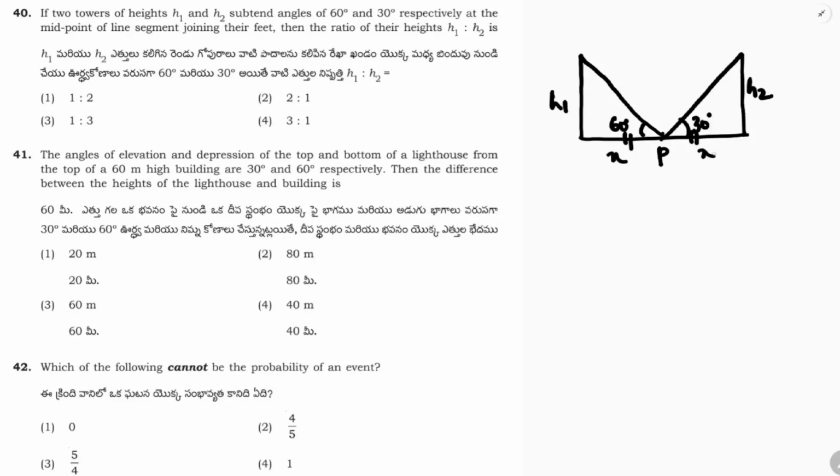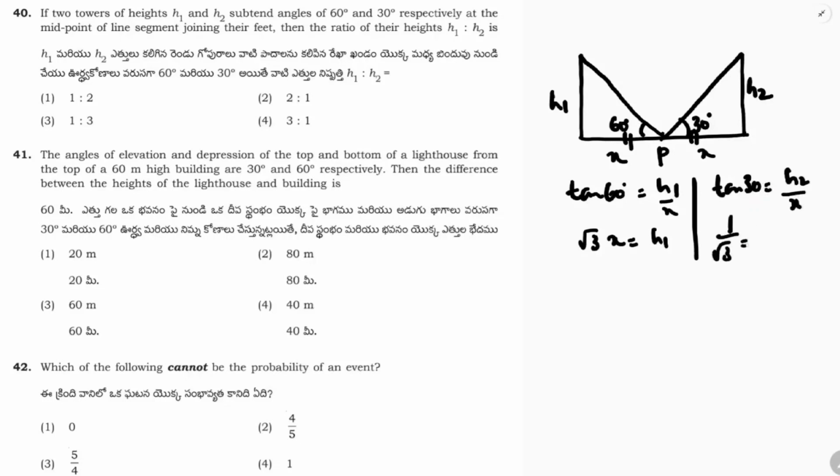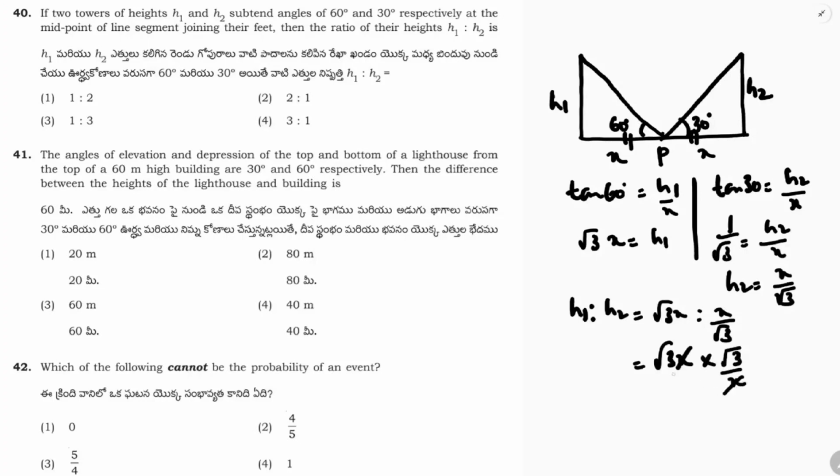So this I'll take as x and x because P is the midpoint. So tan 60 is h1 by x. Root 3 x is h1. Tan 30 is h2 by x. 1 by root 3 is h2 by x. So h2 is x by root 3. h1 is to h2: root 3 x to x by root 3. So root 3 x divided by x by root 3 becomes root 3 times root 3 by x by x. x and x cancel, so it's 3. You can write it as 3 by 1, so the answer is 3 is to 1. So the correct option is 4.